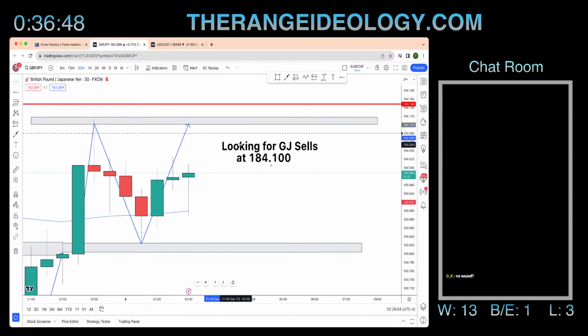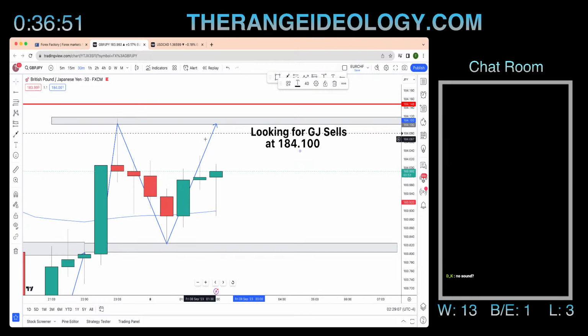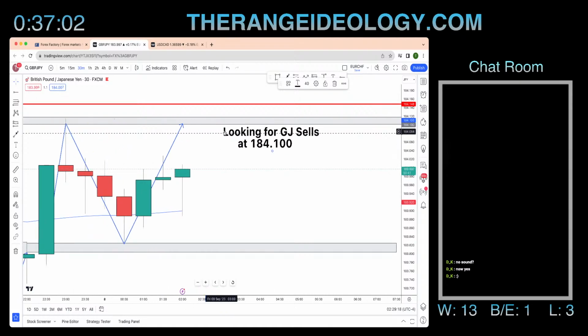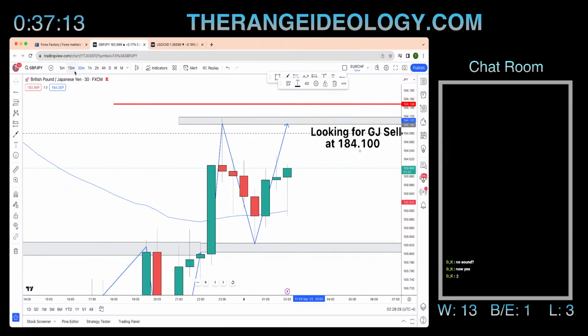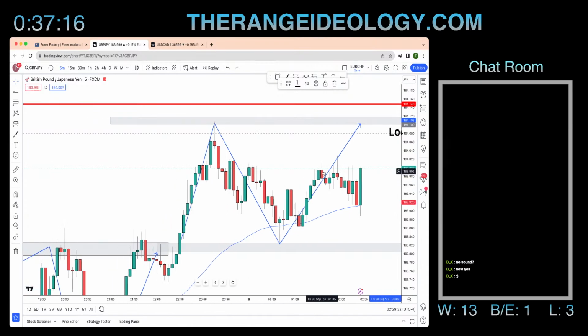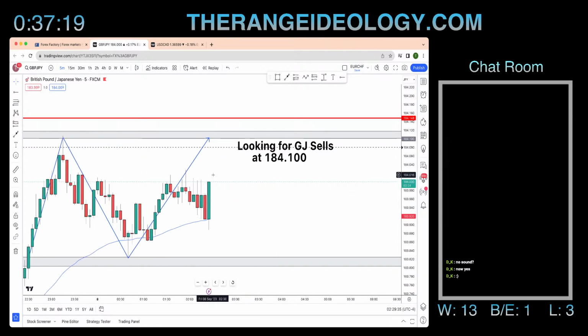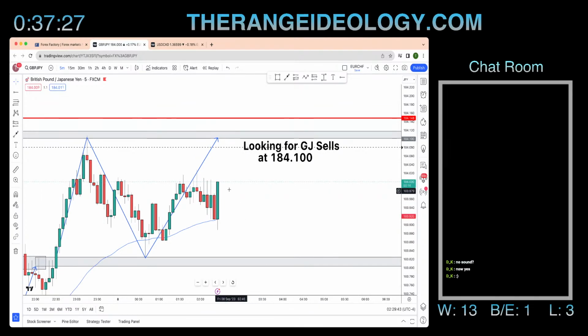we are looking for price to reach our intended target here, which is the top end of the range around 184.100. And it seems like price is moving now. It was kind of dribbling in this small consolidation zone here, around 8 to 10 pips. Now we're getting that push right before the 30-minute candle closure. So let's see how this develops here.